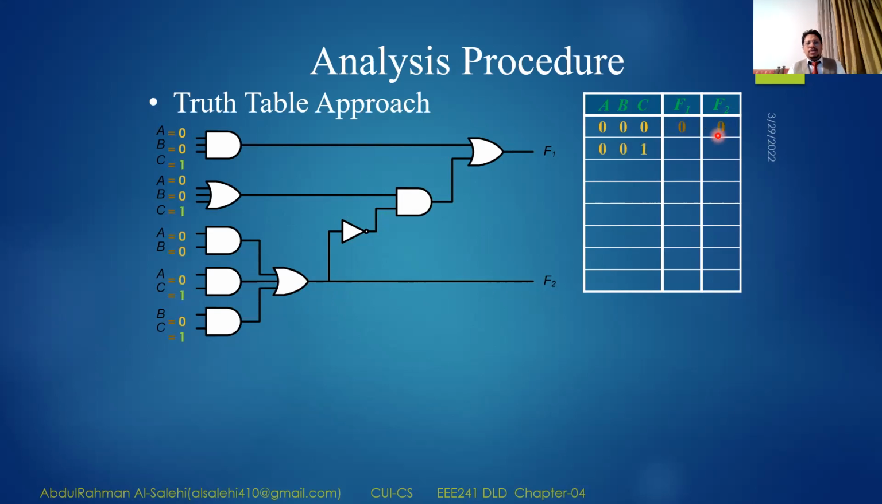Now, if I change only 1 bit, for example, I have 0, 0, 1, meaning that C has been changed, right?